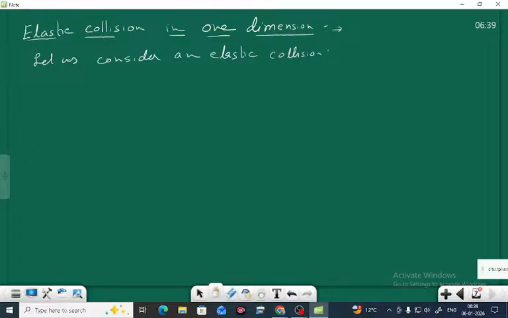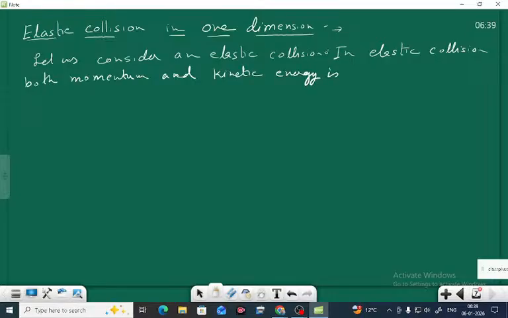The momentum and kinetic energy conservation equations are, we know that in an elastic collision, both momentum and kinetic energy are conserved. So let us find this.